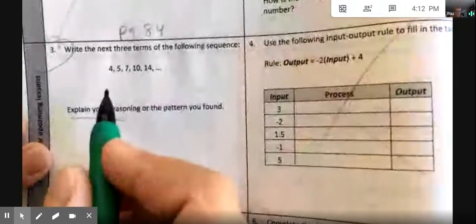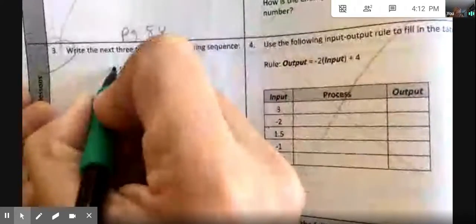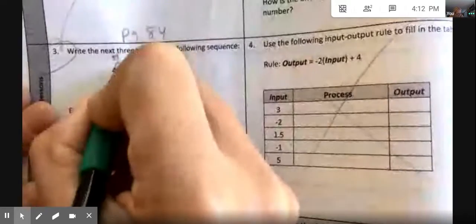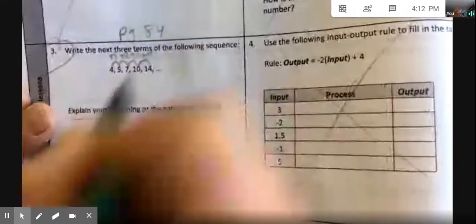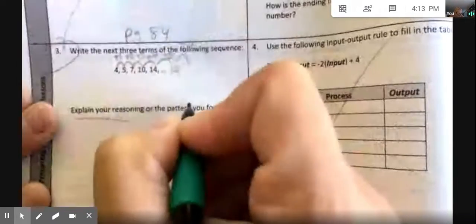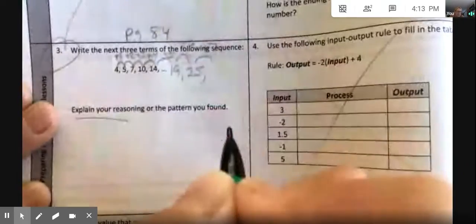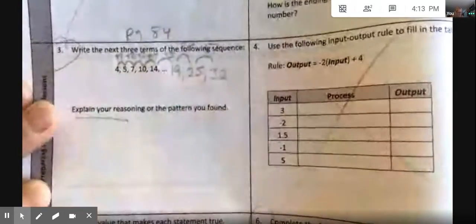And then lastly, page 84, write the next 3 terms. So going from 4 to 5, that looks like plus 1. 5 to 7, plus 2. 7 to 10 is plus 3. 10 to 14 is plus 4. So if we keep going, that's plus 5 gets to 19. And plus 6, which would be 25. And then plus 7, which would be 32.